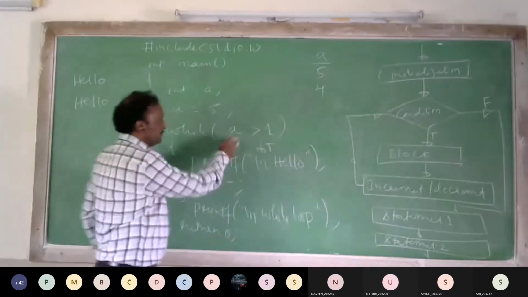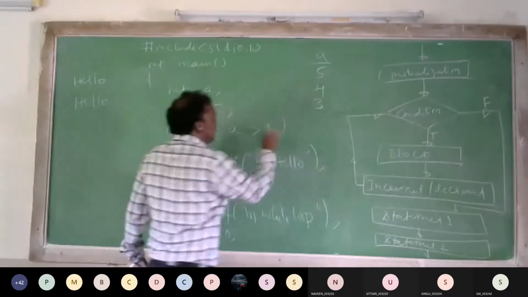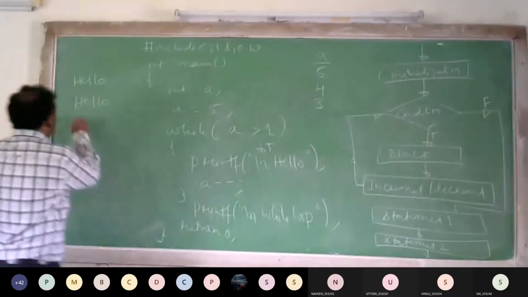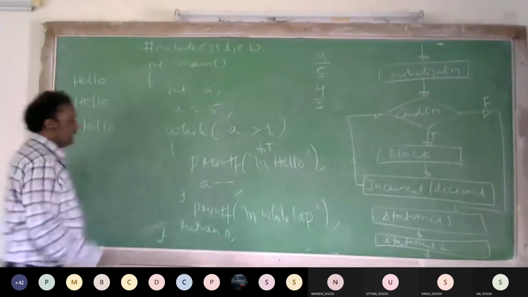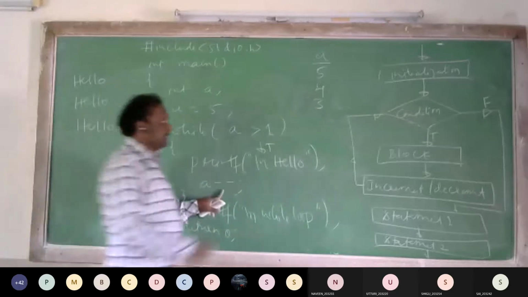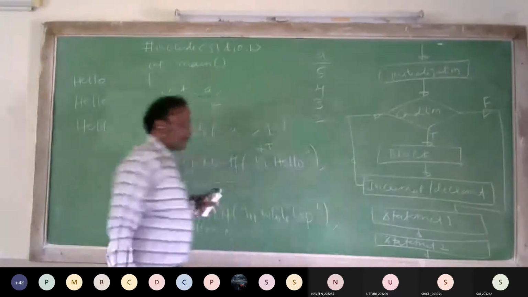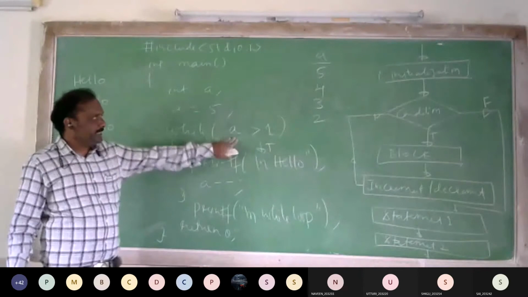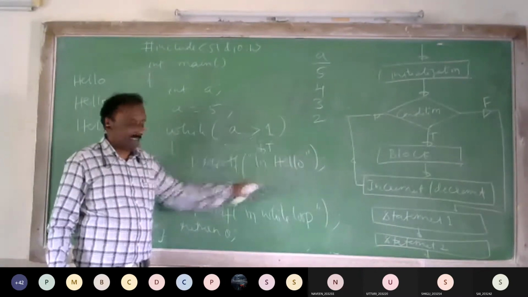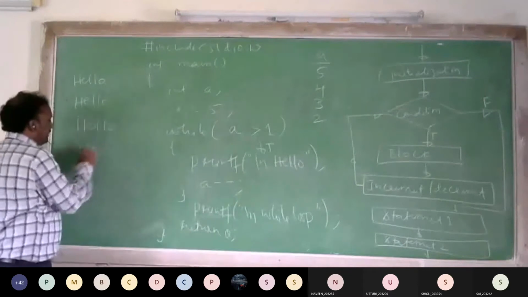If it is true, now 3 is greater than 1. True. Print hello. a minus minus, a is equal to a minus 1. 3 minus 1, 2. Again test the condition. 2 greater than 1. Yes, true. Hello.